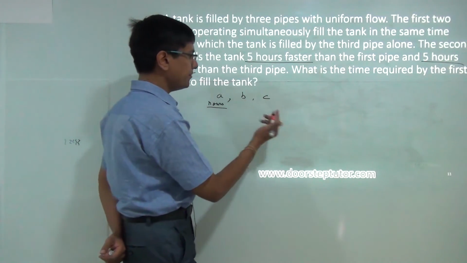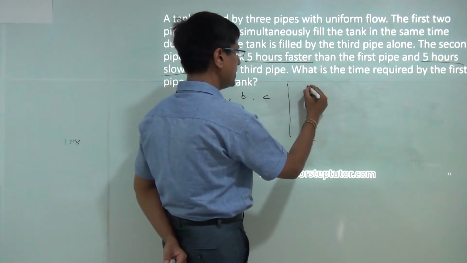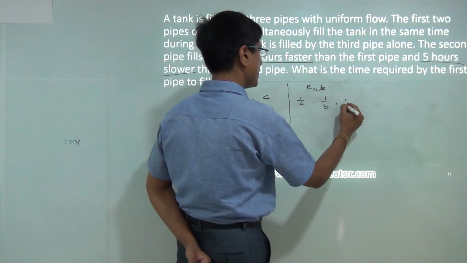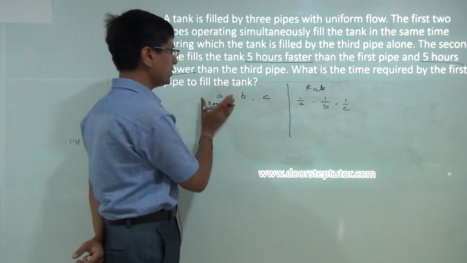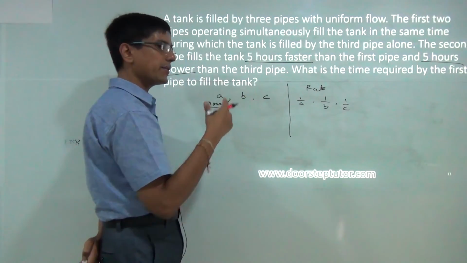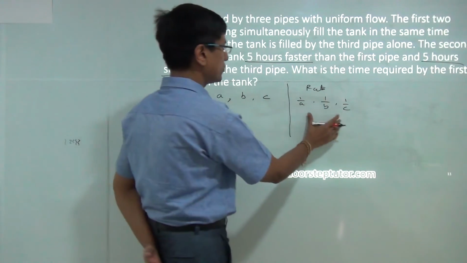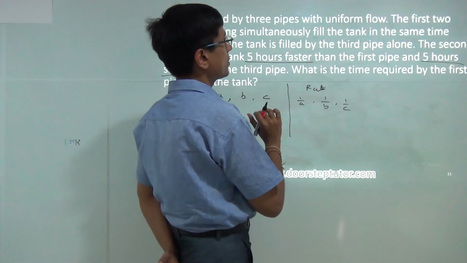Then what are my respective rates? I know that my rates would be 1 by A, 1 by B and 1 by C. I know that the rates are the inverse of the number of hours required to do one full thing, or in this case fill one full tank. So this would be my rates.